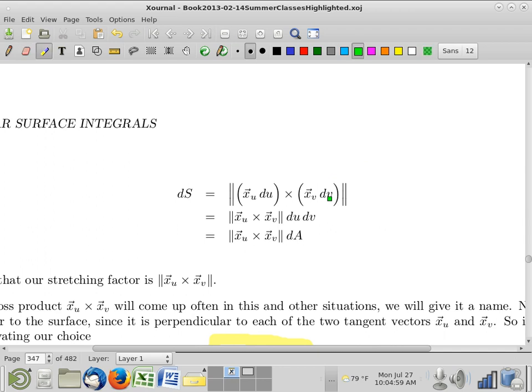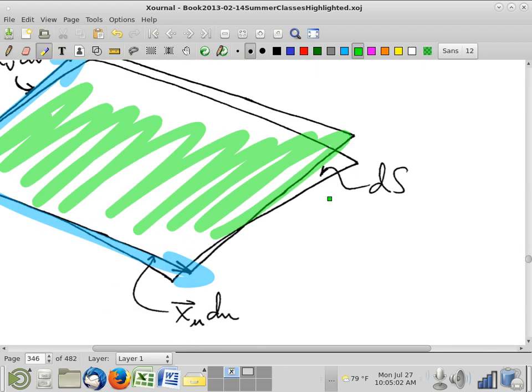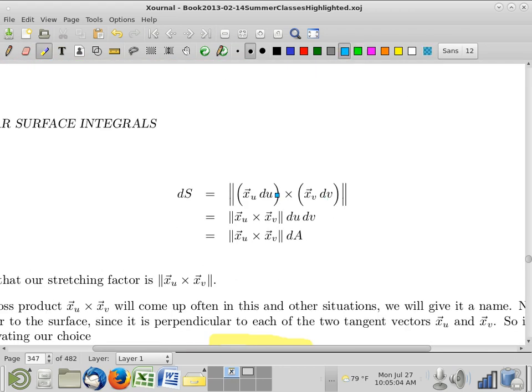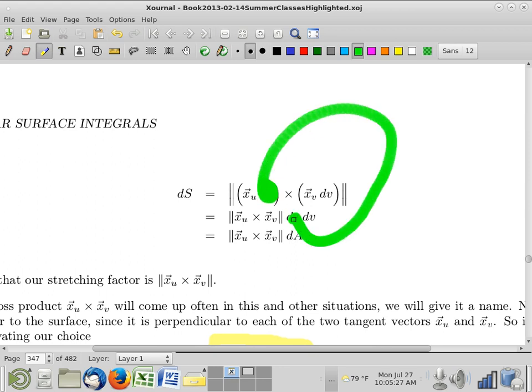These are the two edge vectors that we computed from the derivative transformation. We take their cross product, and the magnitude of that cross product is the area we're looking for, dS. And then we just simplify, again using nice properties of the cross product. These scalars factor out.